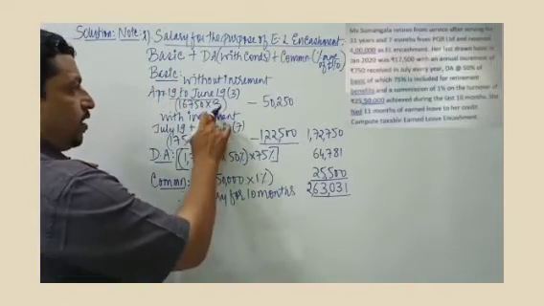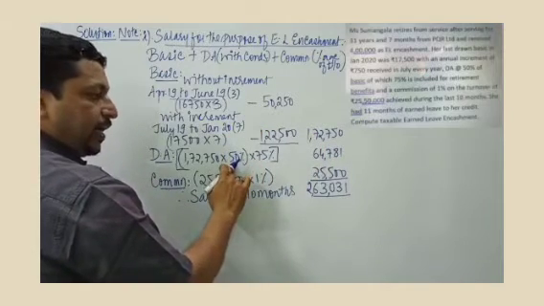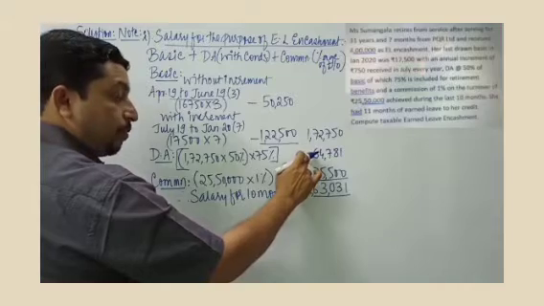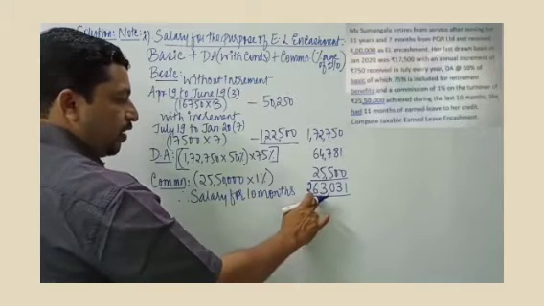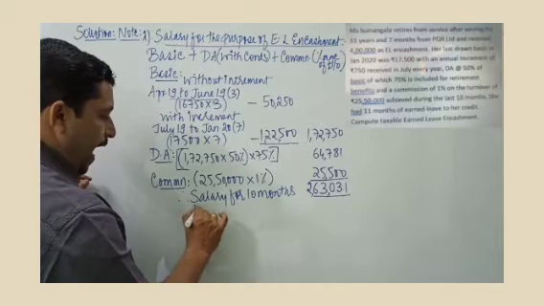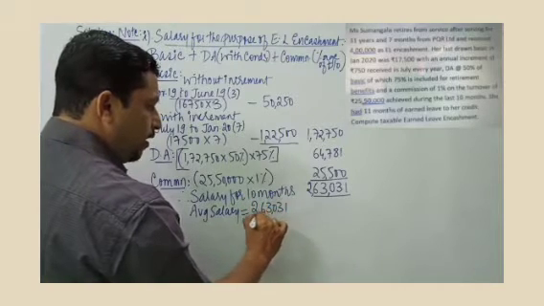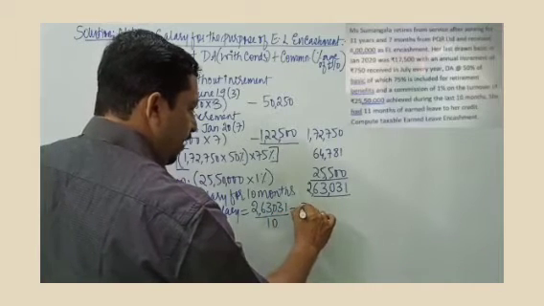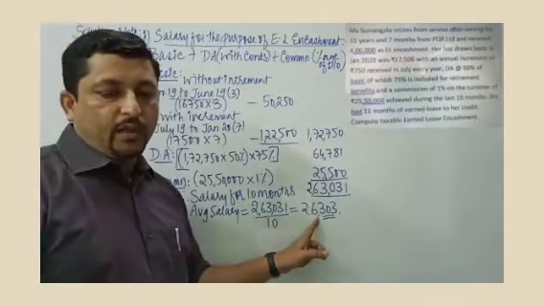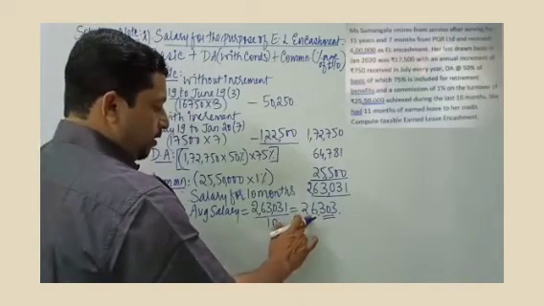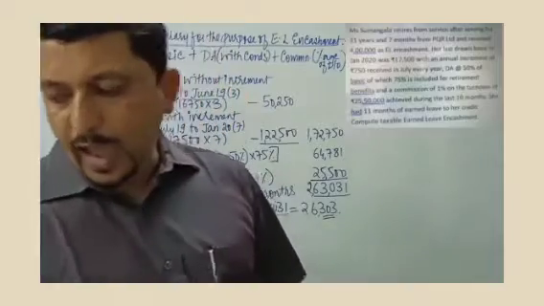Remember, this is salary for 10 months. 3 months without increment, 7 months with increment. So 10 months basic, and on that we are calculating DA, and 75% is included for retirement benefits, and commission is 1% on the turnover of last 10 months. So put together, this is salary for 10 months. Now the average salary will be 2,63,031 divided by 10, which is 26,303. That will be the average salary.